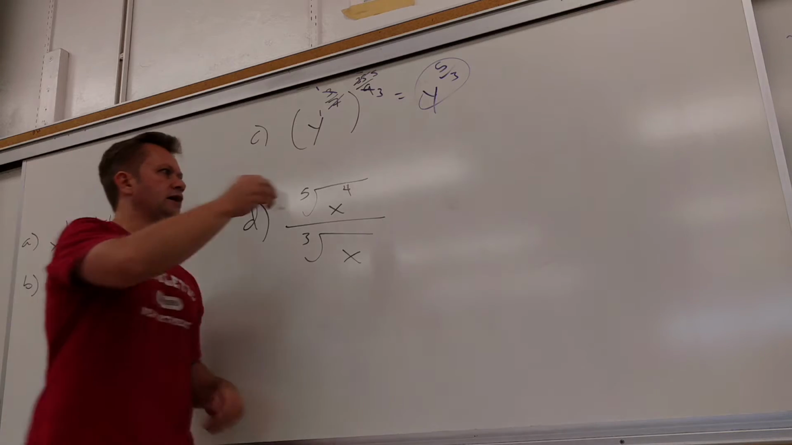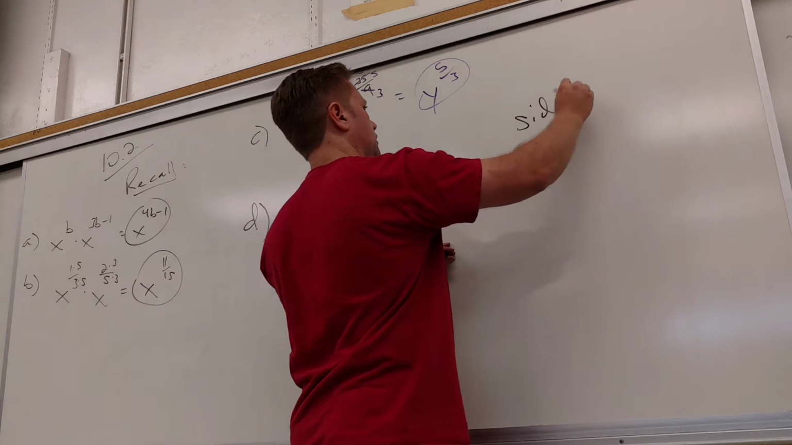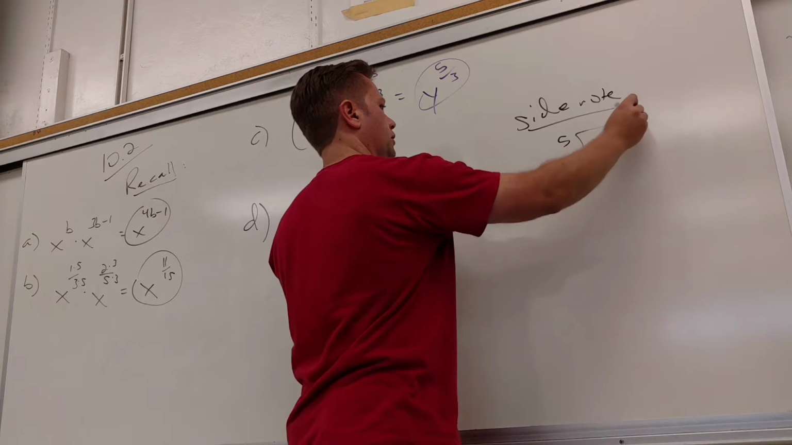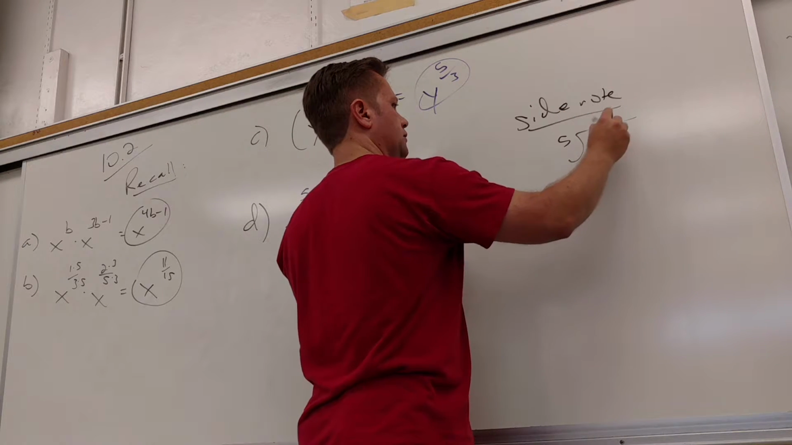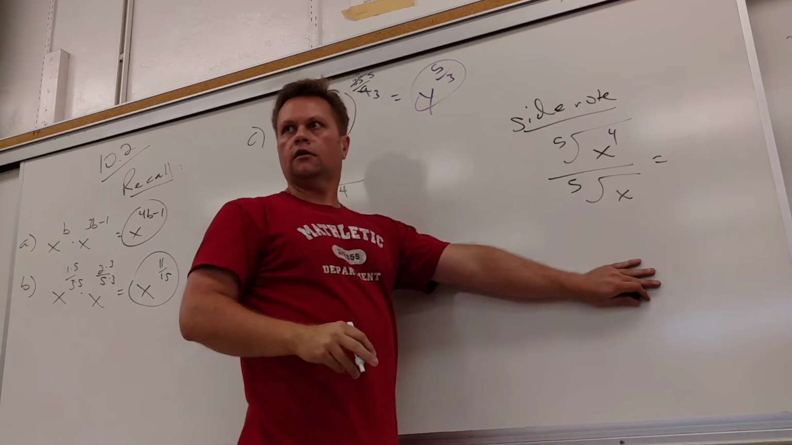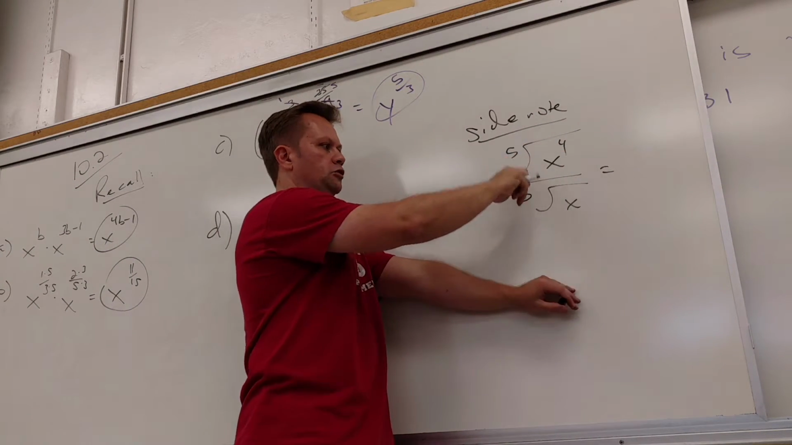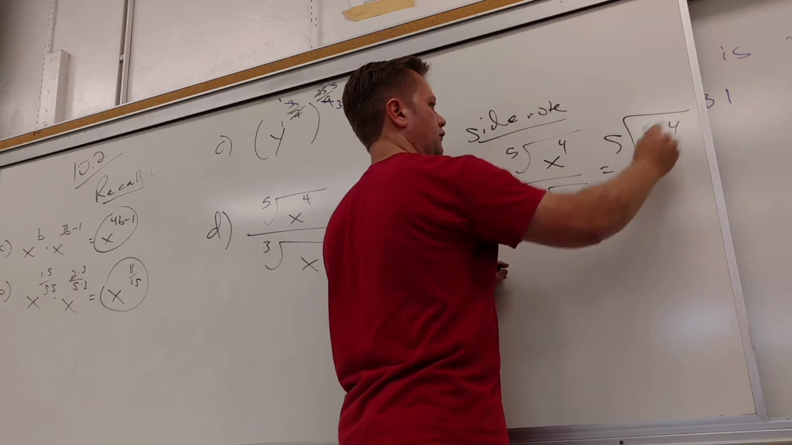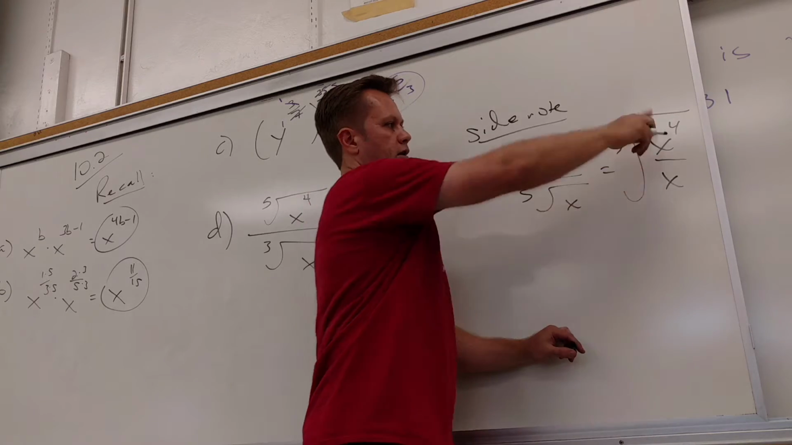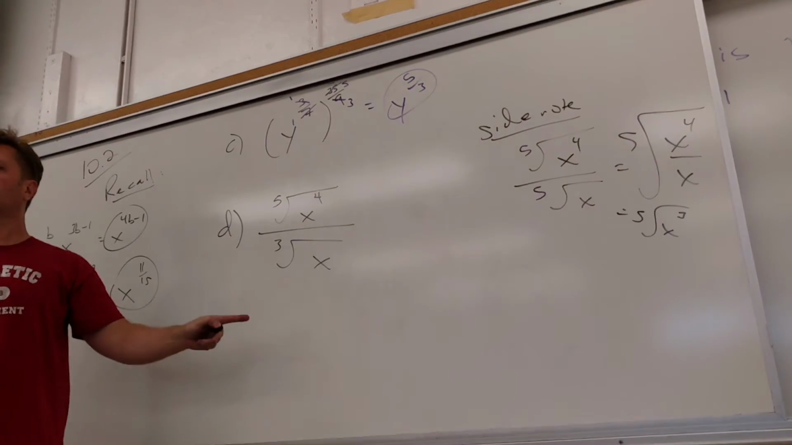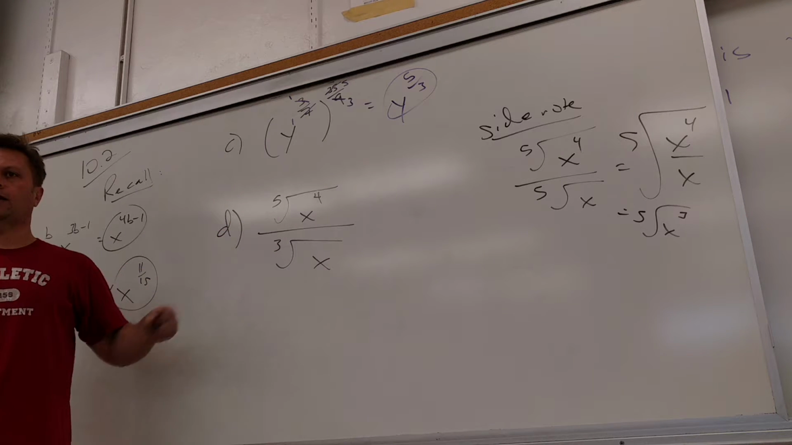Now, real quick little side note. This is what the next section is going to deal with. If I had the 5th root of x to the 4th divided by the 5th root of x, I can actually divide those because the roots are the same. I can make it one big 5th root of x to the 4th over x. And then I can just reduce that and make it the 5th root of x cubed. Now why can't I do that here? Because the roots aren't the same. The roots are not the same.